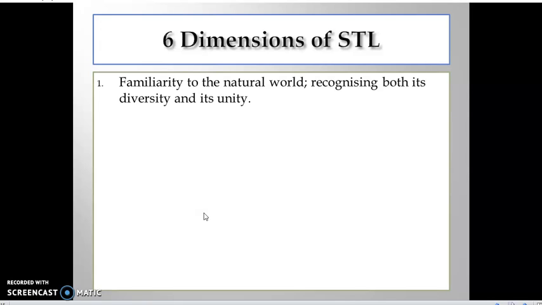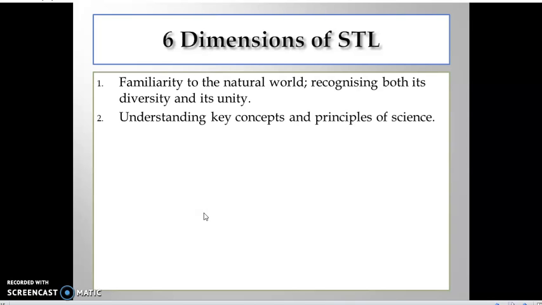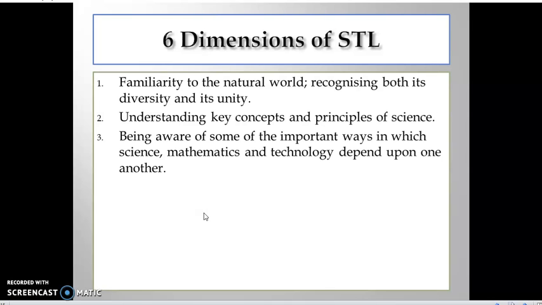First one is familiarity with the natural world, recognizing both its diversity and unity. So the first dimension of science and technological literacy involves familiarity with the natural world. Second one is understanding key concepts and principles of science. Third one is being aware of some of the important ways in which science, mathematics, and technology depend upon one another. So it is also the awareness an individual can have about the interdependence of these 3 dimensions.